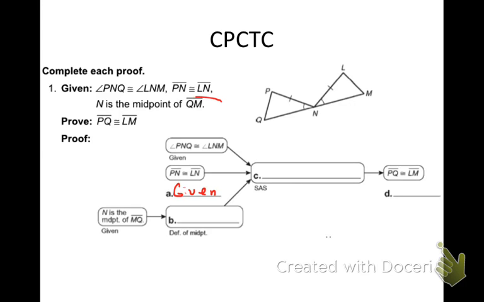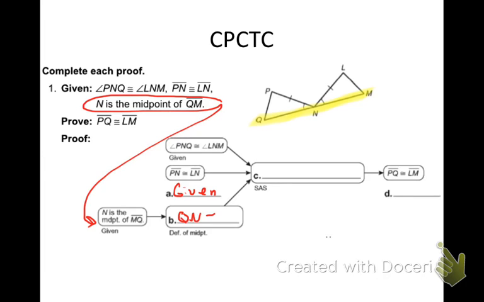It says N is the midpoint of QM, and that's given to me. Now, let's use that information. If N is the midpoint of QM, what is something I know about that segment that's highlighted now?